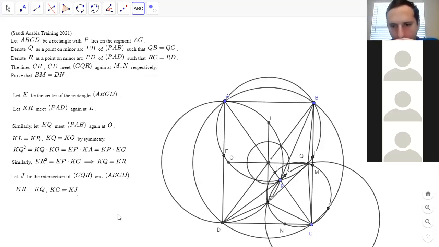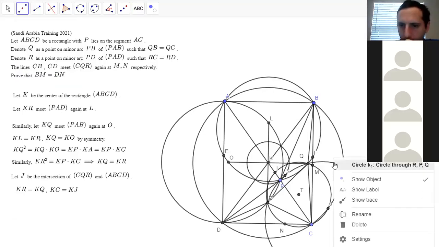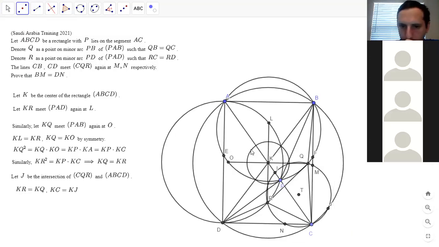Let's say if you call the center of the circle CRQ. I'm going to delete these two circles. I might have overcomplicated this. It's all right. So TR will be equal to TQ, right? So TK will be perpendicular to RQ. And TC will be equal to TJ, right? So KT will be perpendicular to CJ as well.